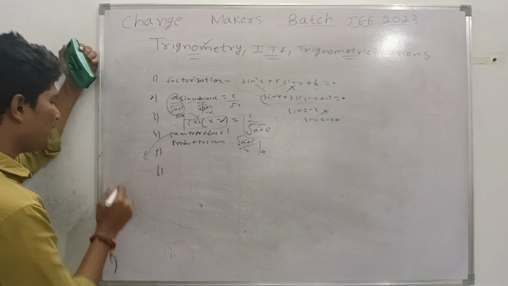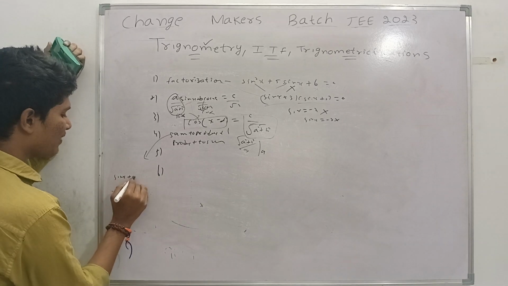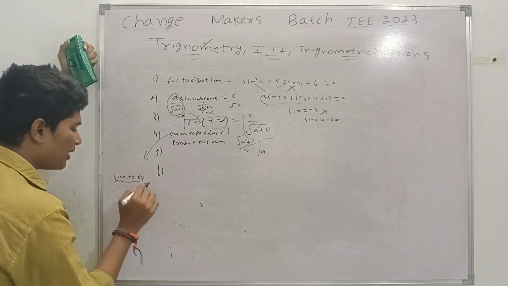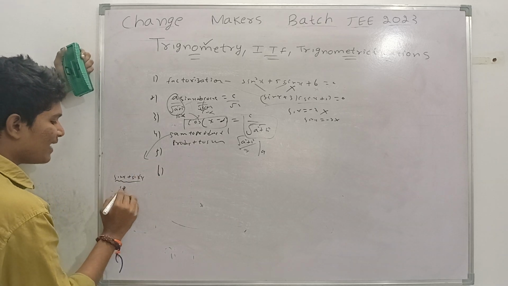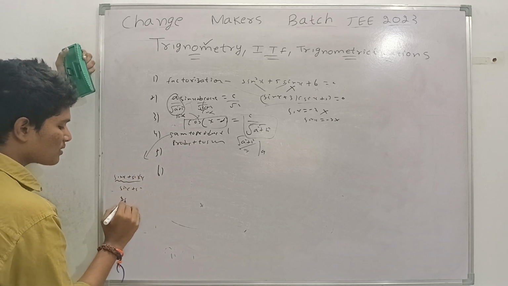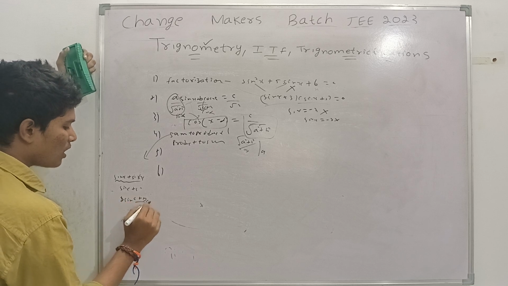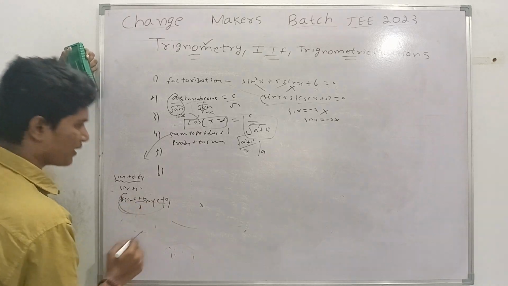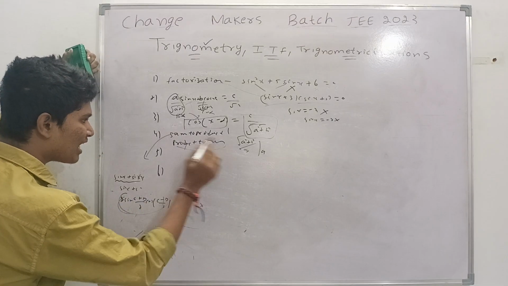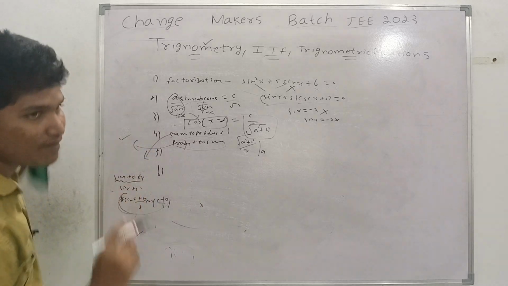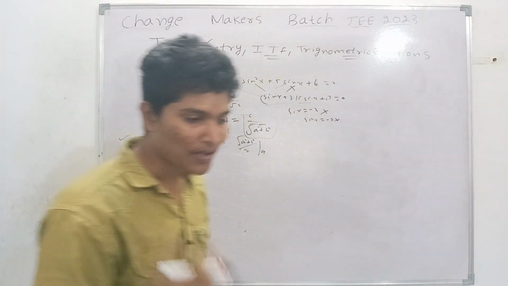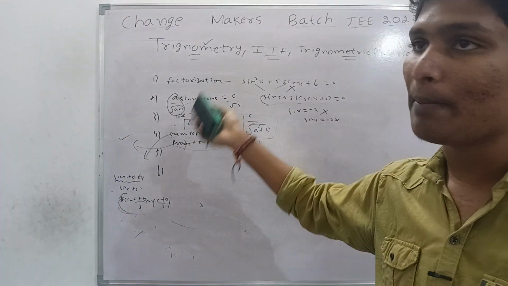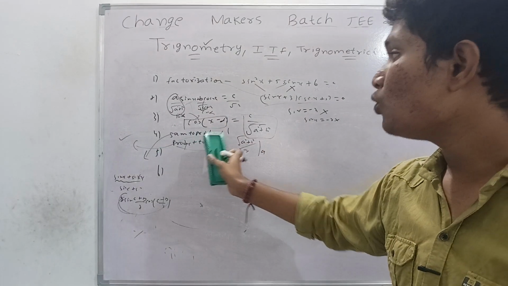Sum to product means if there is sin x plus sin 3x, we have to convert the sum into product. How can you do it? The sin C plus sin D formula is there: 2 sin of (C plus D) by 2 cos of (C minus D) by 2. You can apply this formula and convert into product. And when it is a product, you can convert it to sum according to the situation of the problem. We cannot explain the perfect situation here because the situations may change, but you have to do like that.